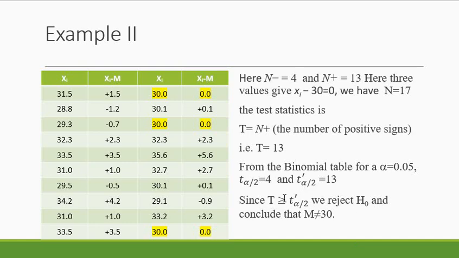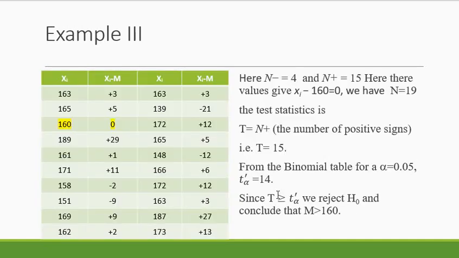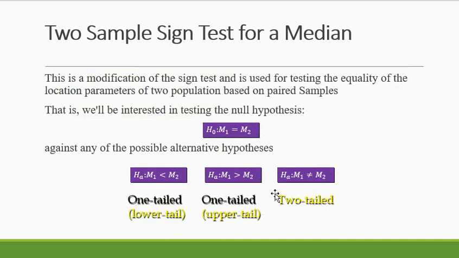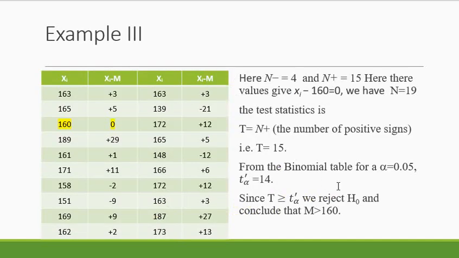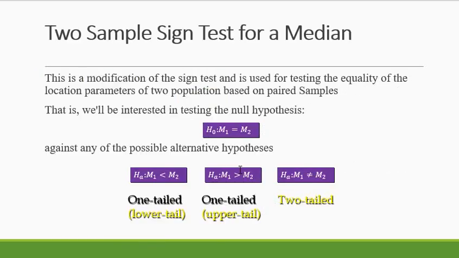Since here T is 13 and T dash alpha by 2 is 13, both are equal, so we reject H0 and conclude that M is not equal to M naught. Okay. Likewise, there is an example here which tests the hypothesis H0: M equal to 150 against the alternative H1: M greater than 150. So you can easily go through that.